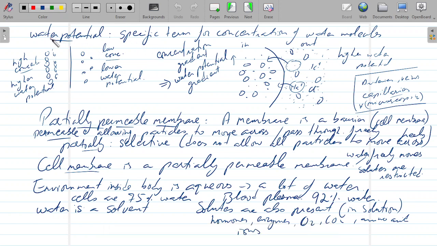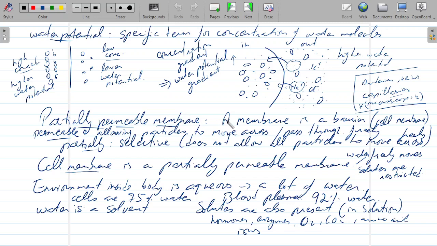Then we talked about what water potential is. It is a specific term for the concentration of water molecules. So water molecules move from a region of higher water potential to a region of lower water potential, along or down the water potential gradient.